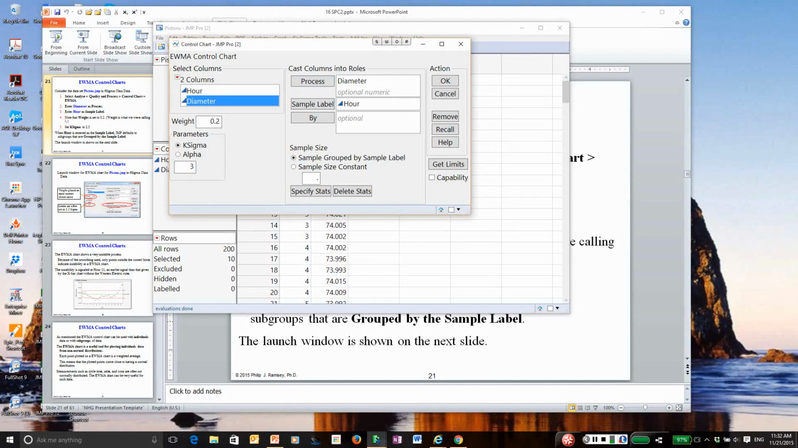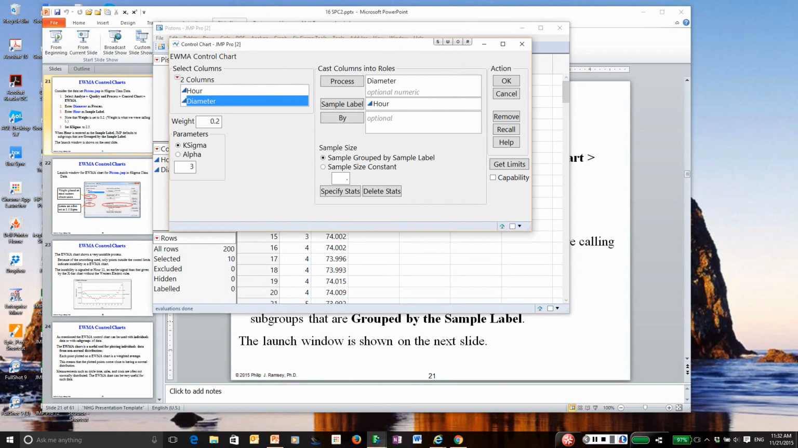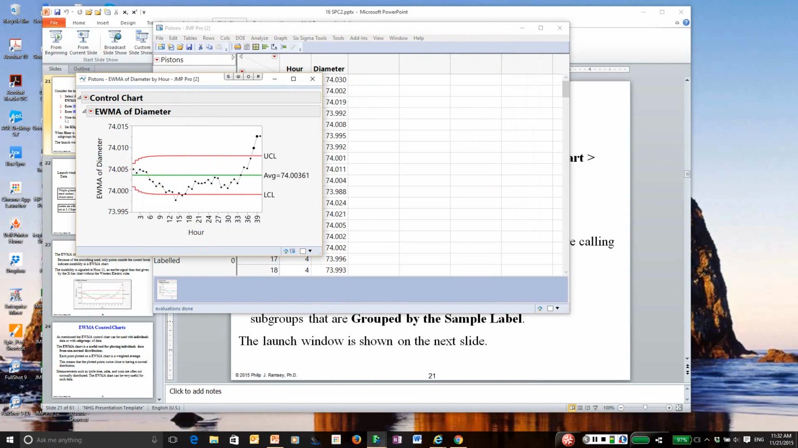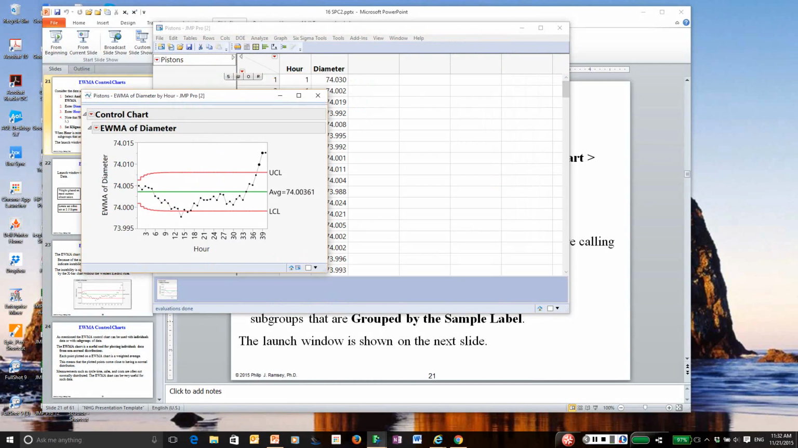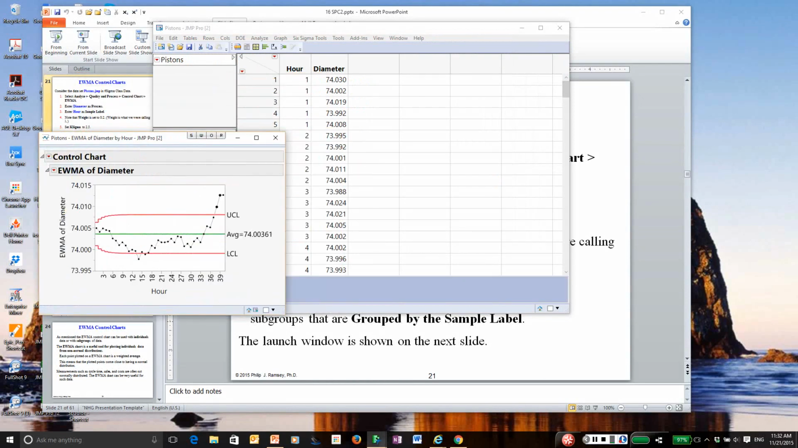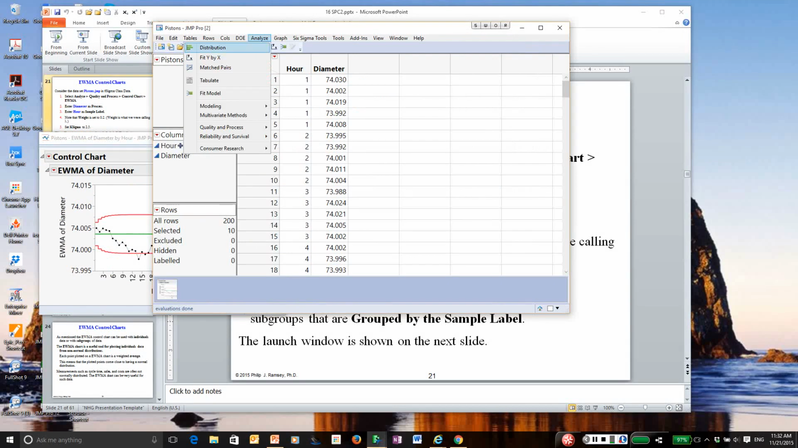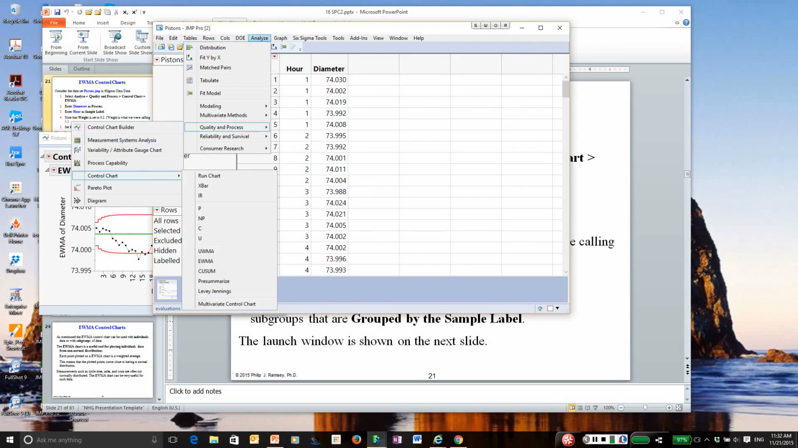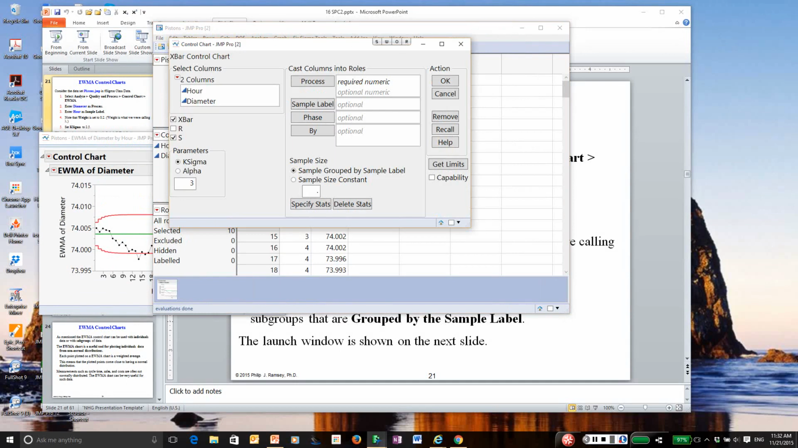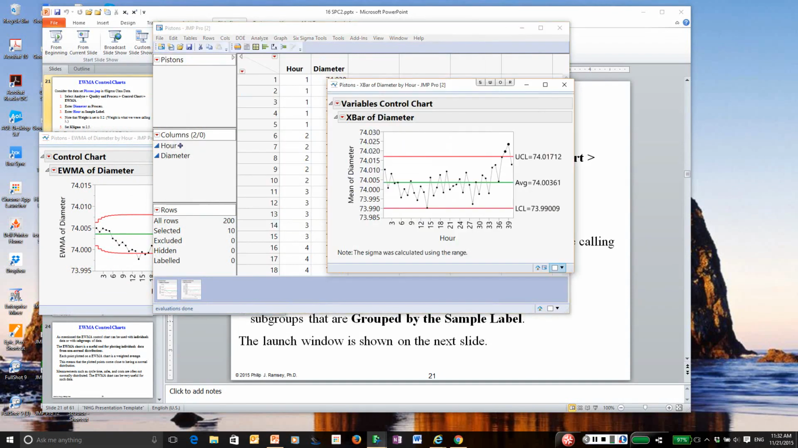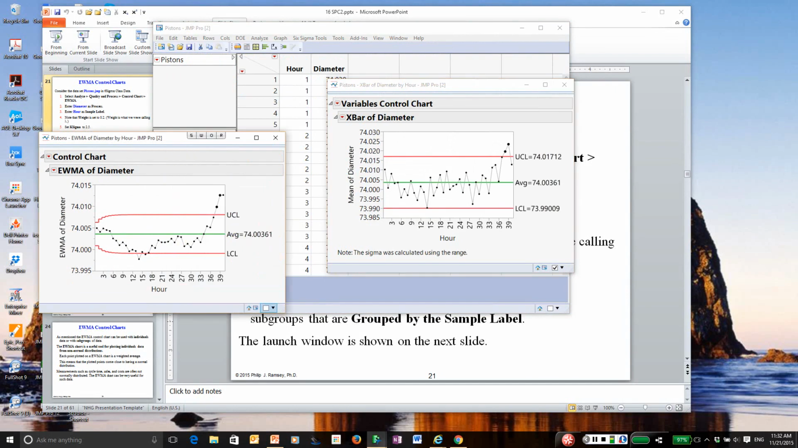And the weight by default is 0.2. There's really not much reason to change that unless you're just simply exploring the data and you want to try different weights. Okay. So take a look at this chart, and I'm going to combine that. I'm going to go back and generate an X-bar chart just so you can see the two side by side. Okay. So hour, diameter, and I'm actually not going to do an S chart. Okay. I'm going to plot these two charts next to each other.